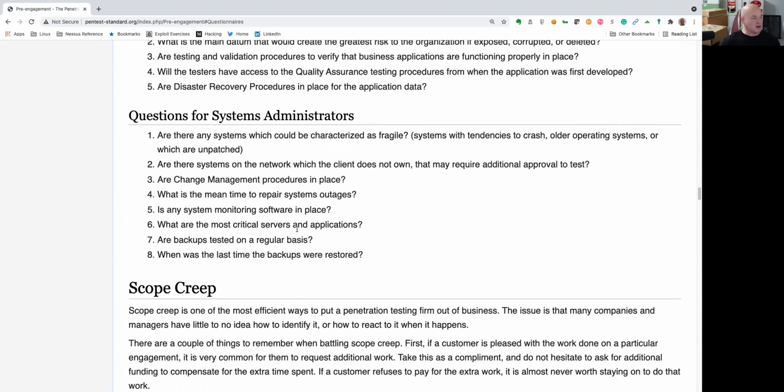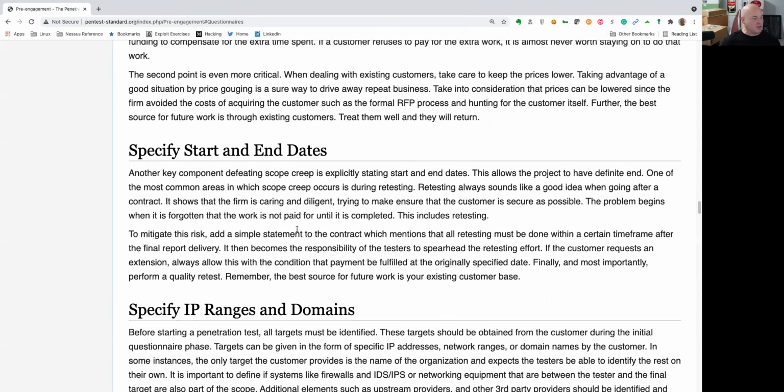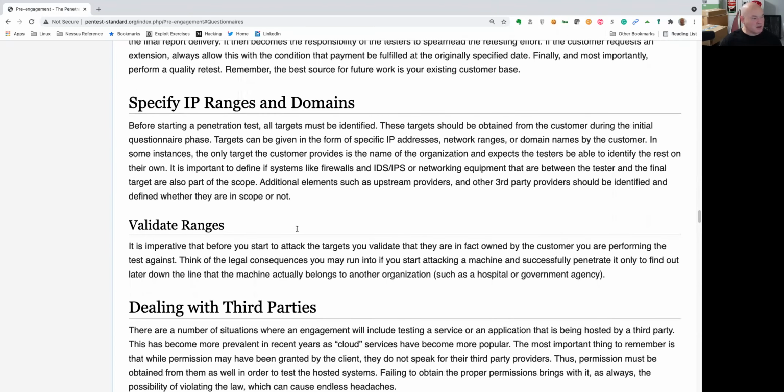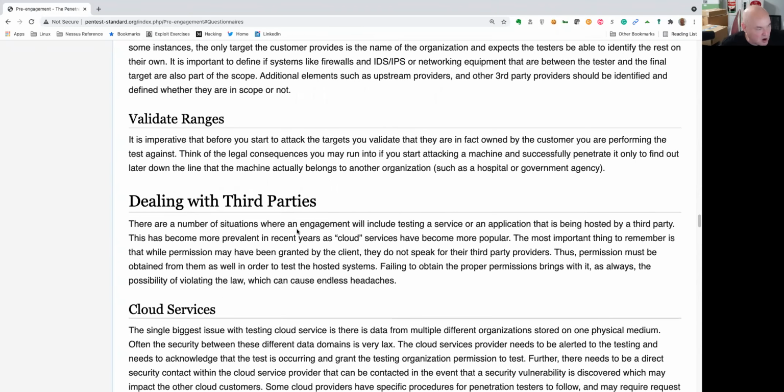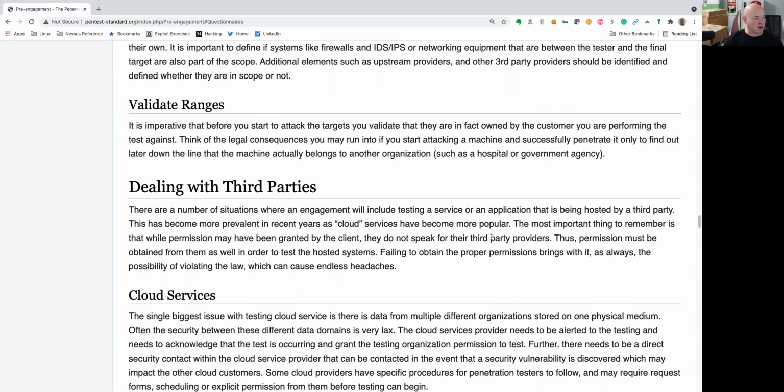So these are good questionnaires, and how to handle scope creep. If you're going over the scope, always make sure you stay within scope. If you find something pretty interesting that's out of scope, don't follow it, because now you're going outside the scope. And if you're a consultant, there's a chance you're not going to get return business. If you crash something or do something unauthorized, you can cause some trouble for yourself and the company you're working for.